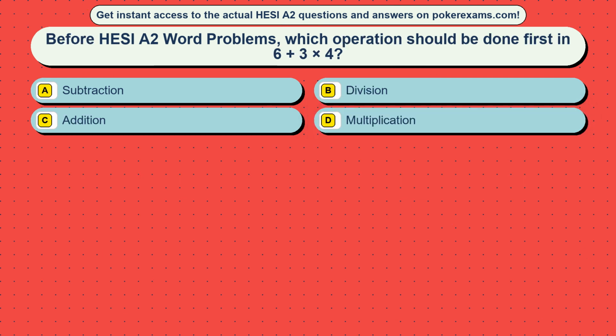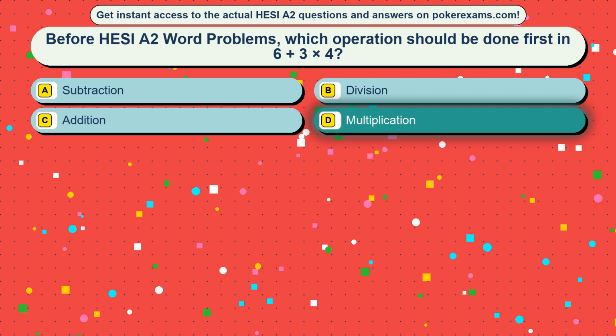Question 15. Before HESI A2 Word Problems, which operation should be done first in 6 plus 3 4? Option A, subtraction. Option B, division. Option C, addition. Option D, multiplication. The correct answer is option D, multiplication.